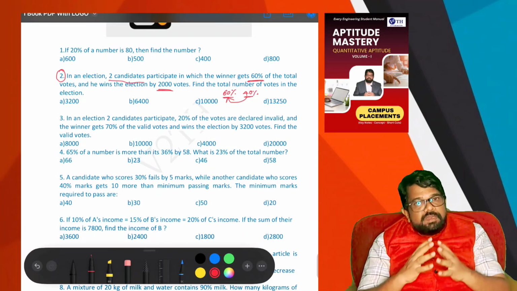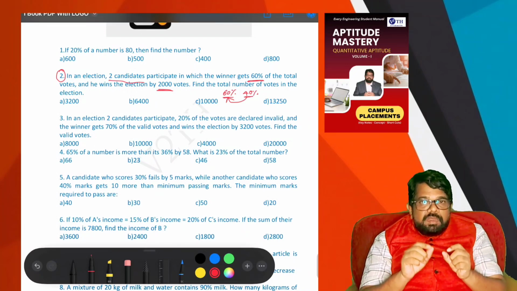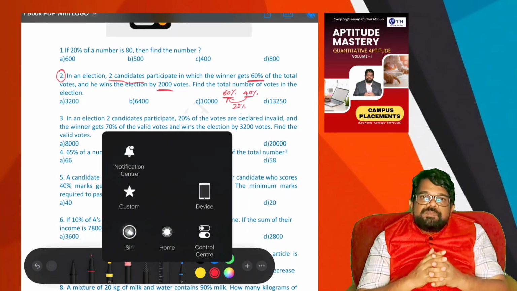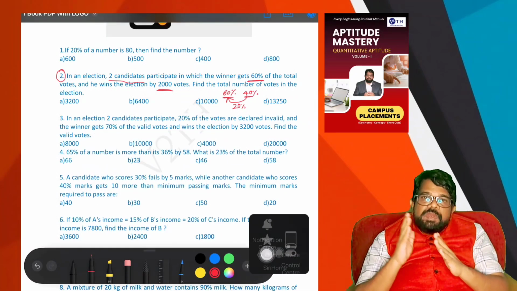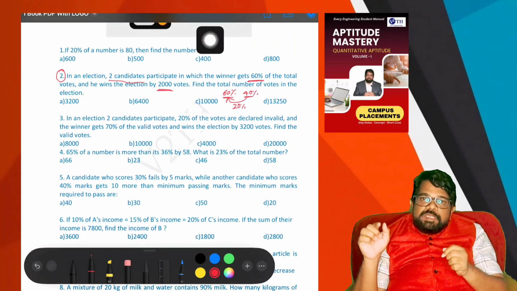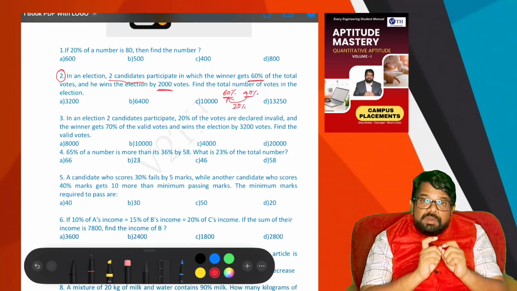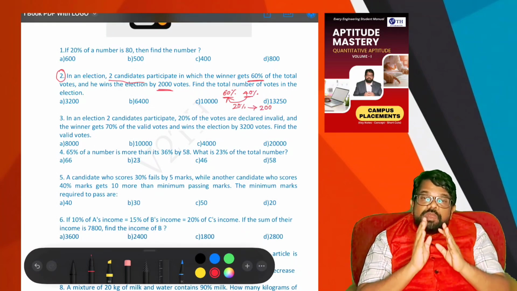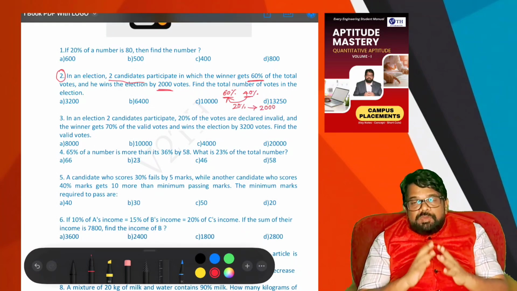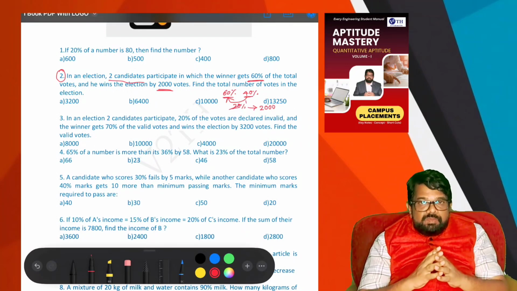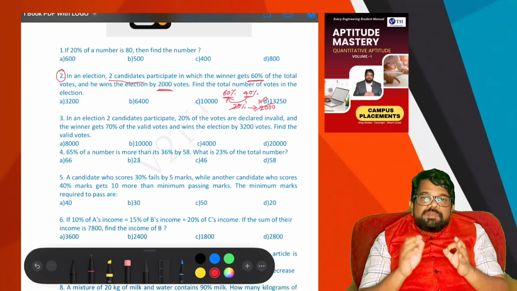Difference. Here also take the difference. One got 60%, another got 40%. What is the difference? 20%. One got 60% means automatically the second person got 40%. Total is 100%. What is the difference between 60 and 40? 20%. But in the votes, the difference is 2000. 20% value is 2000. If 20% value is 2000, immediately calculate the 1% value by cancellation of zeros here. So the 1% value will be 100.